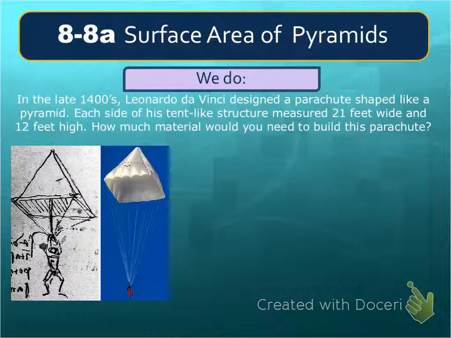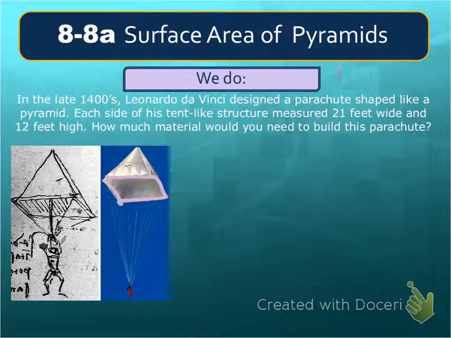Now looking at this next problem, in the late 1400s, Leonardo da Vinci designed a parachute shaped like a pyramid. Each side of his tent-like structure measured 21 feet wide and 12 feet high. How much material would be needed to build this parachute? Now the part you're going to have to remember here is that looking at this, see this bottom shape right down here? That's the base. But you're not going to put any fabric on the base. It wouldn't work very well as a parachute. So what we're trying to find right now is going to be just the lateral area.